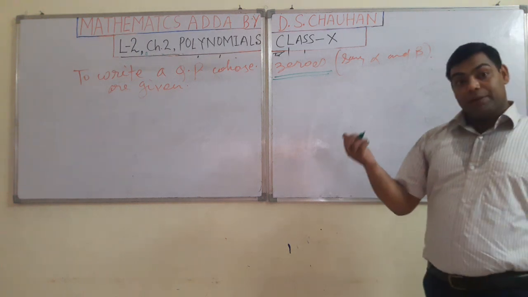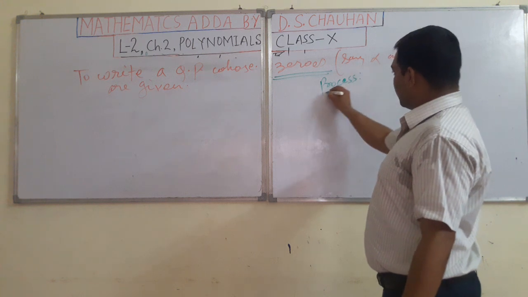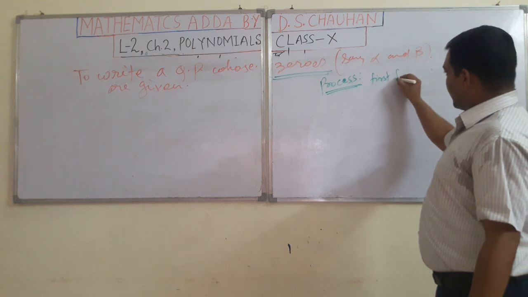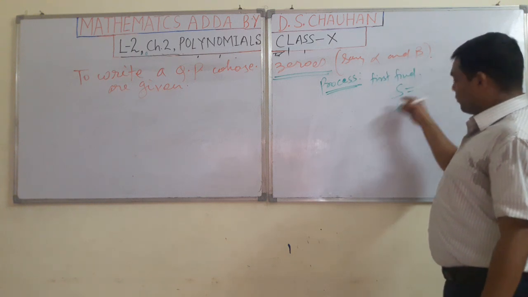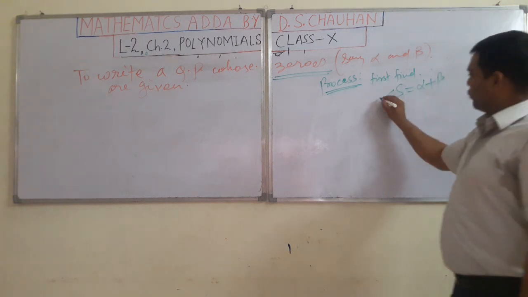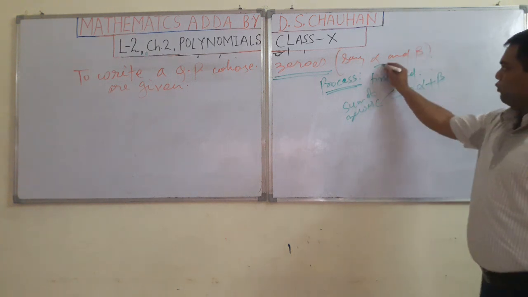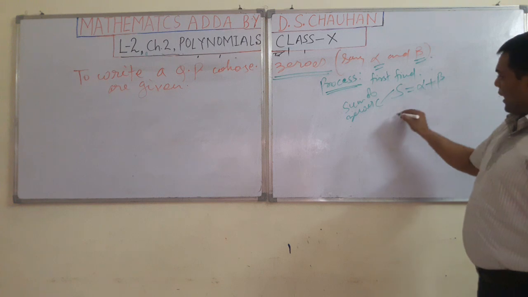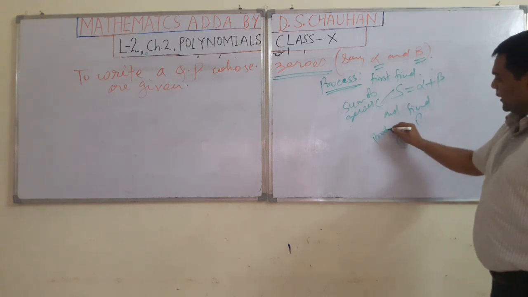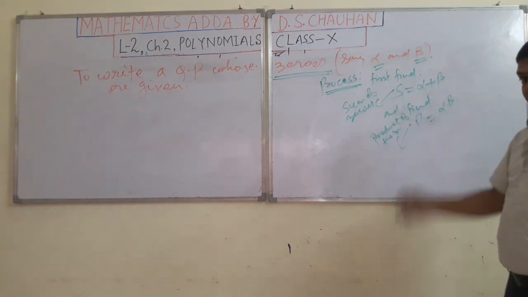What is the process of solving? I am telling you. So the process, easily: first find the sum. What is the sum? Sum of the zeros, that is alpha plus beta. By putting the value of alpha and beta, and then find P, the product of the zeros. How? By multiplying alpha and beta.